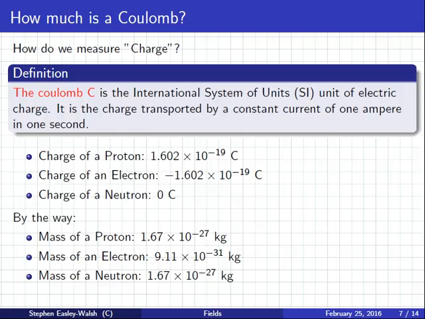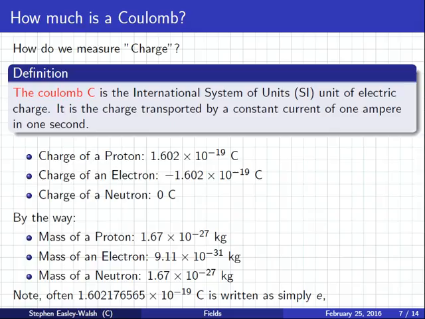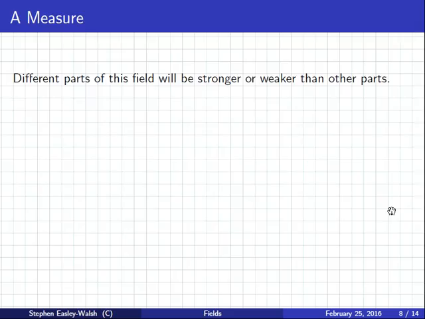Right, now, please note often this number here is represented as just E, because it's a common constant, and it's actually on your calculator as a constant, E. And this E is what you would call plus one in chemistry. Plus one charge, yeah.